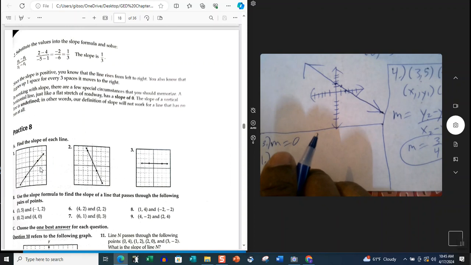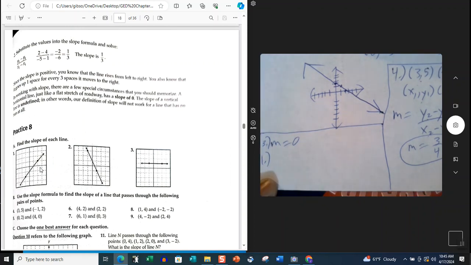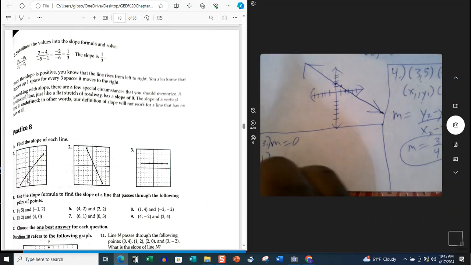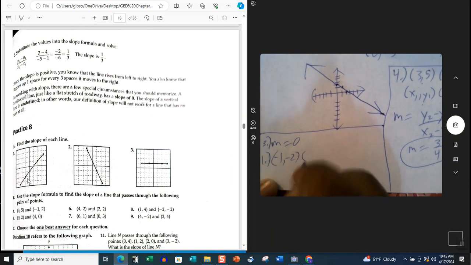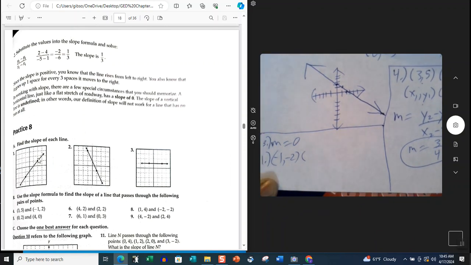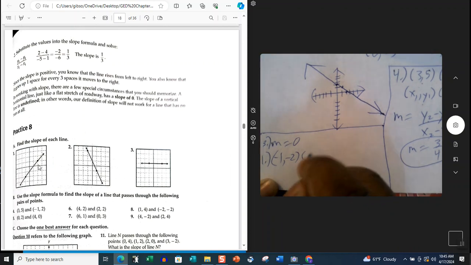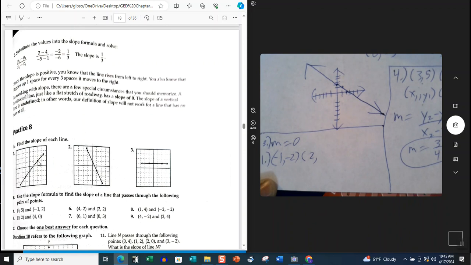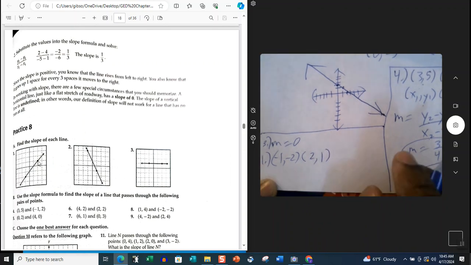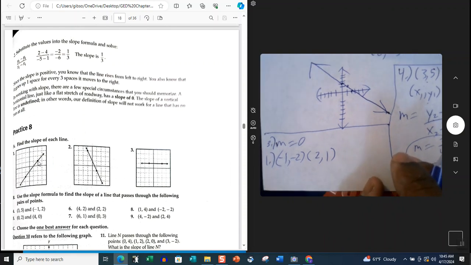So with number 1, we'll move 1 to the left from the origin, and then we will go down 2. So that first ordered pair would be -1, -2. Now the second ordered pair, we go back to the origin. We move 1, 2 to the right. So that means your x is 2. And then we go up 1. So that means your y is 1. Now it doesn't matter which ordered pair you wrote first or second. It still will come out to be the same thing as far as finding your slope.